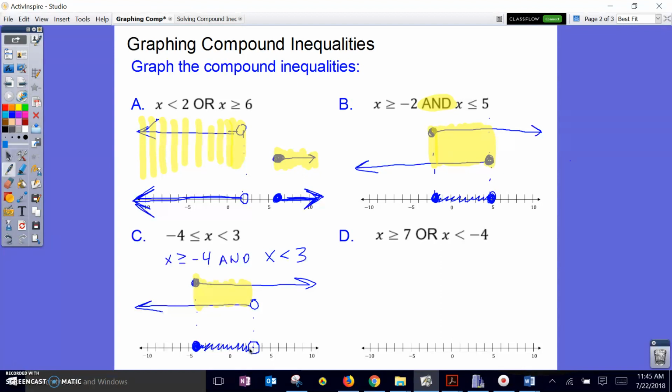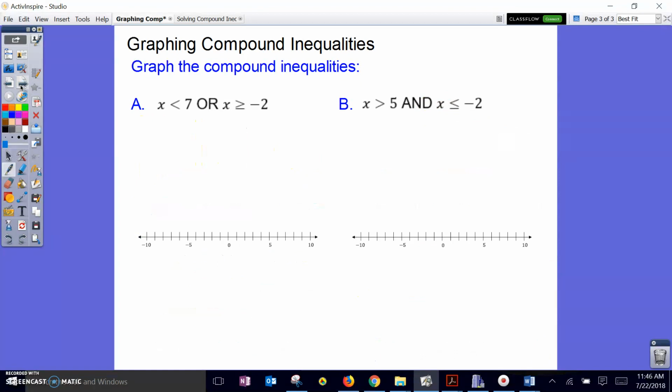Then x is greater than or equal to 7 looks like this. x is less than negative 4 looks like this. This is an "or" inequality, so we want wherever one of them is true. One of them is true everywhere there, and one of them is true everywhere there. So we want both of those segments on our graph. And there's the graph of x is greater than or equal to 7 or x is less than negative 4.